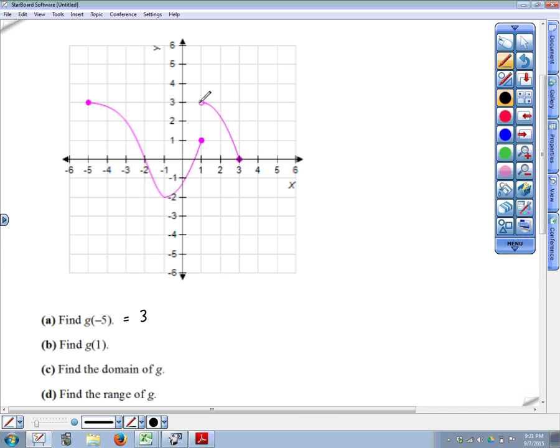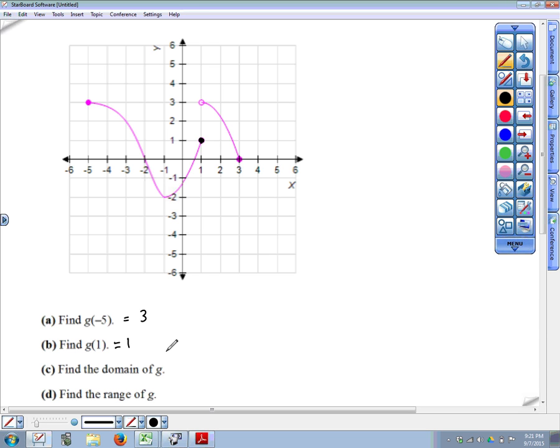But if you look closely, that's an open circle. That means the function isn't defined up here. When x equals 1, the only part of the function that's defined is that filled in circle. So g of 1 is equal to 1. In other words, this is saying that the point (1, 1) is on the graph. When x equals 1, y equals 1.